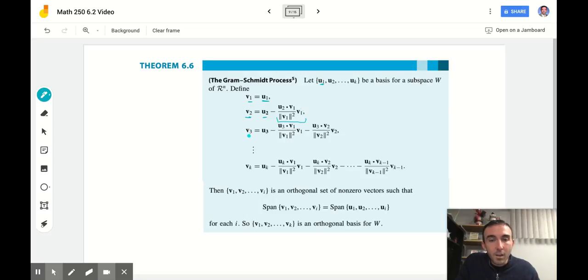Then for v3, we take our third vector, u3, and we now subtract two vectors. Each time we do a dot product of u3 and the previous vectors, divide it by the norm squared, and then multiply it by the same vector. This just lists it out in general form. I think you can see the pattern as we go down. So if I had v4, I would then have u4 minus 3 different vectors. And if we take all the v's together, that creates an orthogonal set of non-zero vectors with the same span as the original set. And then we call that an orthogonal basis for W.